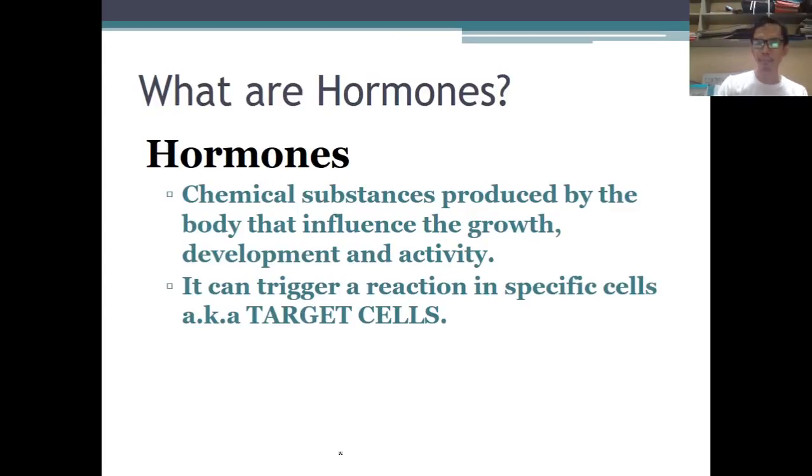With that, let's define what hormones are. The star here in the endocrine system is the hormones; the endocrine system would not be called the endocrine system without hormones. Hormones are chemical substances produced by the body that influence growth, development, and activity. Whether it is growth, emergency purposes, reproduction, or other things, it is these substances called hormones that do that for us.